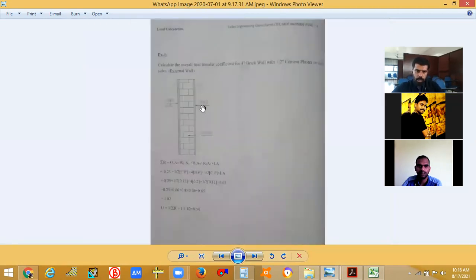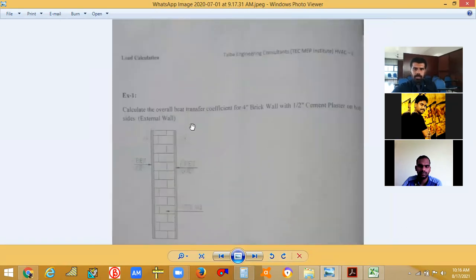I don't know whether you'll be able to read this. I will dictate this. Calculate, just write an example. Calculate the overall heat transfer coefficient of a 4-inch brick wall with a half-inch cement plaster on both sides.